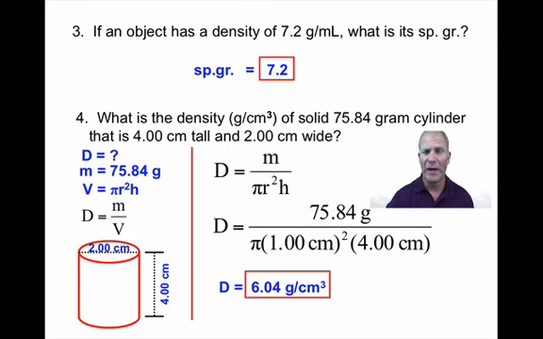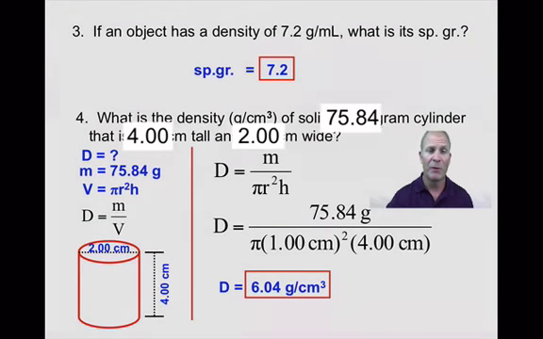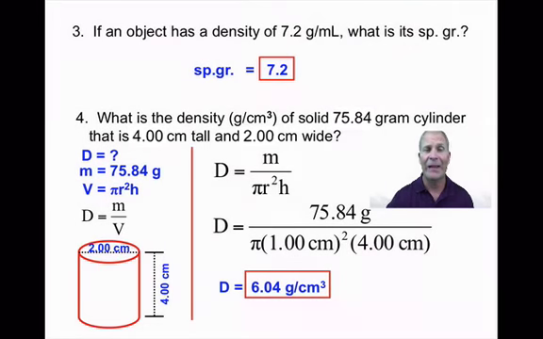Now look at my original values. My mass had 4 sig figs, but both my diameter and the height had 3 sig figs. Therefore, my answer has 3 sig figs.